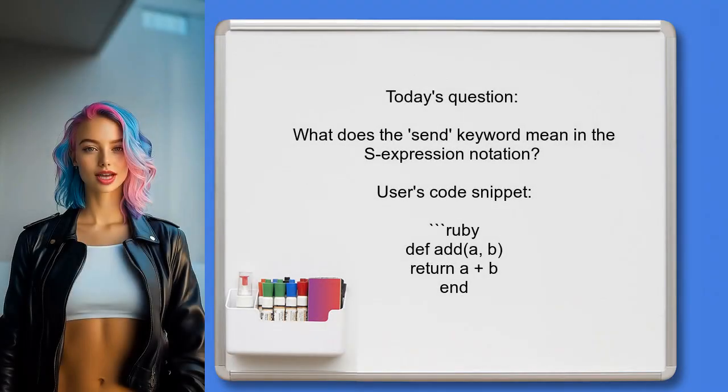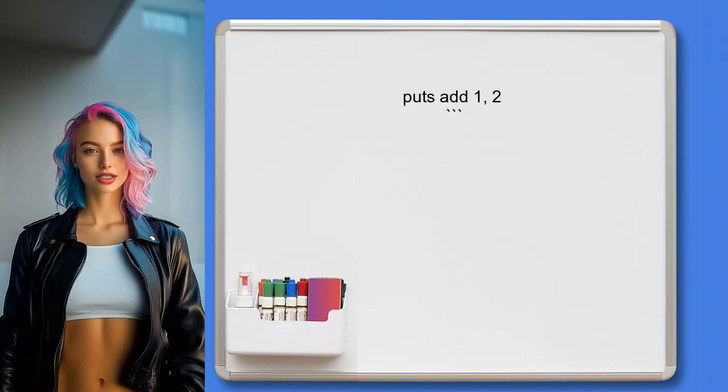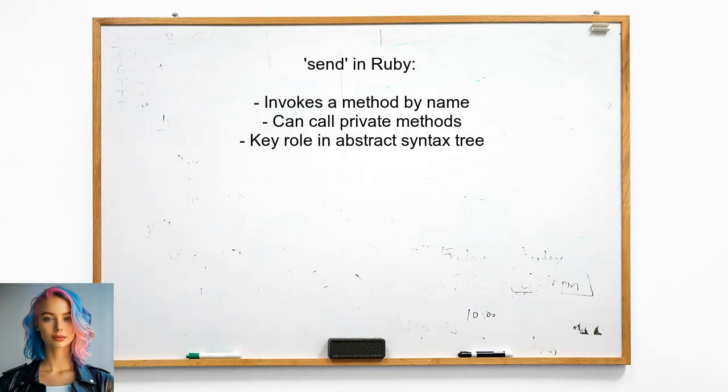Here's the specific question we're addressing today. A user asked about the definition of the send keyword in the S expression notation generated from their Ruby code. They provided a code snippet that defines a simple method and uses puts to display the result. Let's explore this together. So what does send actually do?